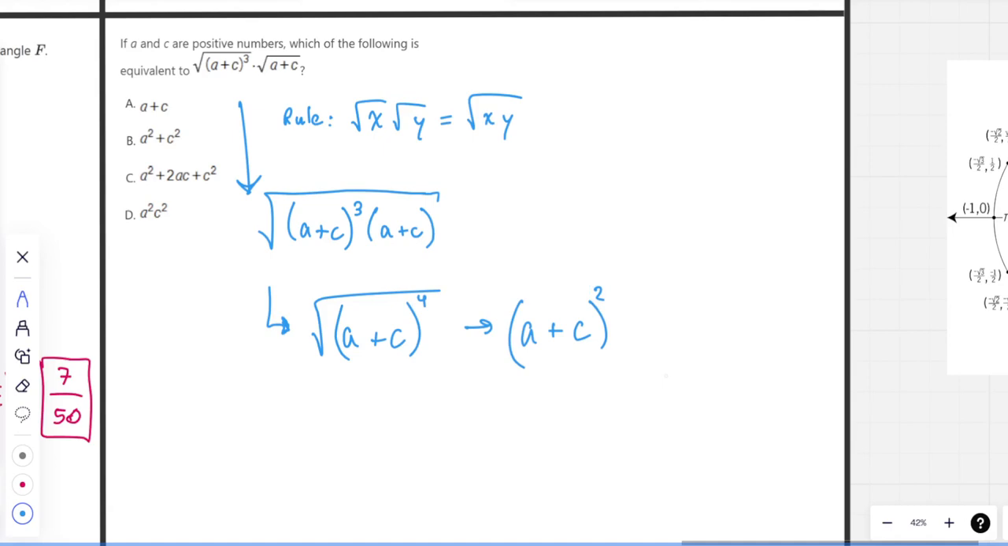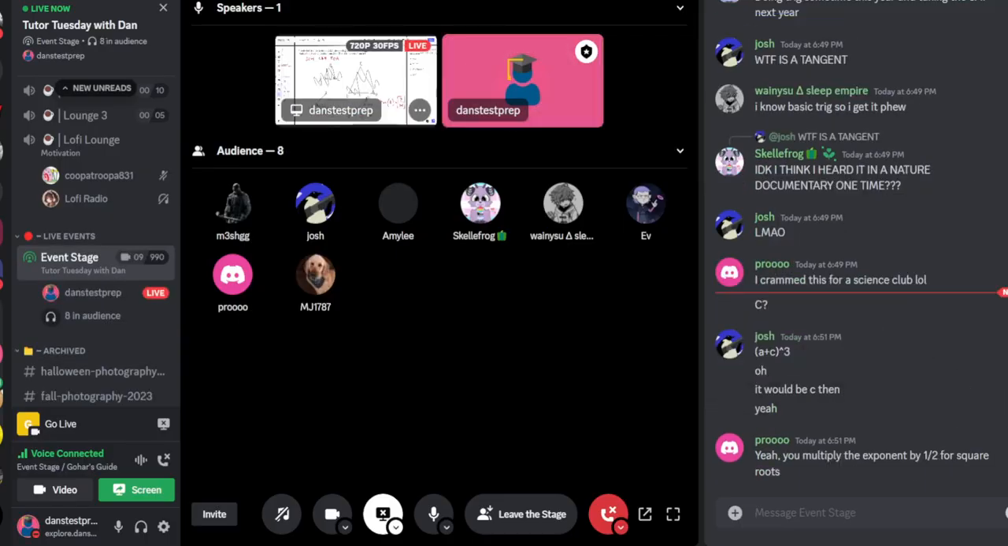A plus C squared, that's actually not one of the answer choices. B is kind of close, but it's wrong. D is wrong, which means we might need to expand this out as our final step. That's just A plus C times A plus C if it's squared, and if we use FOIL, that makes it A squared plus 2AC from the outer and the inner terms, and then plus C squared. That does match up with answer choice C. And I think you guys got it in the chat.